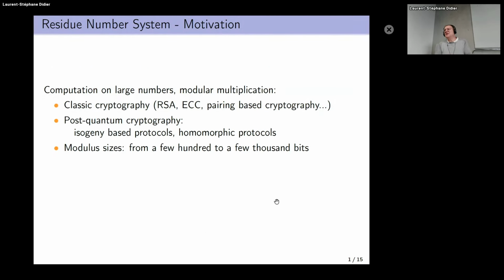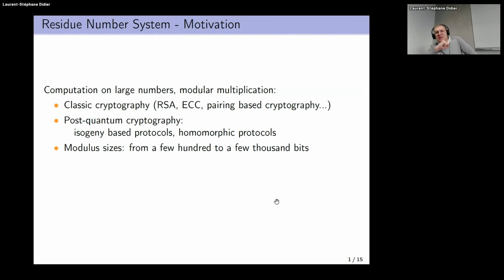So the motivation of this work, we are working on modular multiplication for large numbers. As it was said, it's mainly in use cases like classic cryptography, RSA, elliptic curve cryptography, pairing-based cryptography, post-quantum cryptography for homomorphic protocols, isogeny-based protocols.